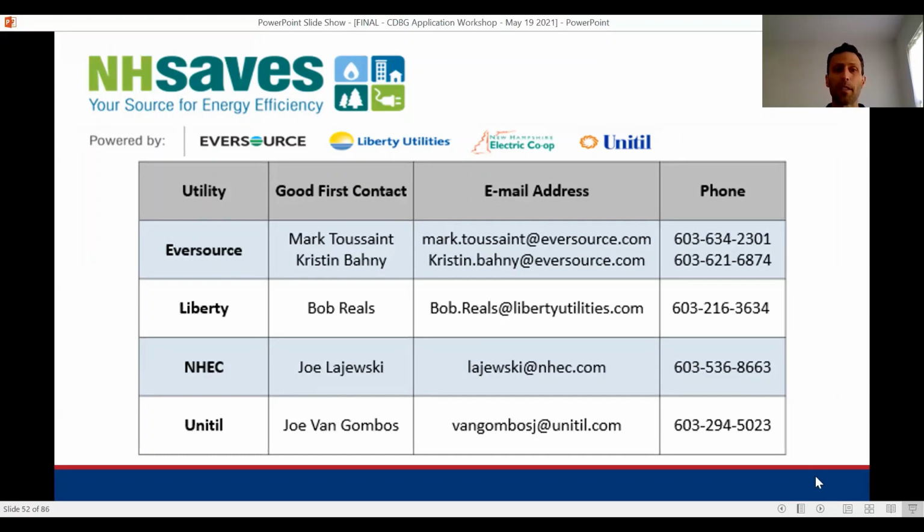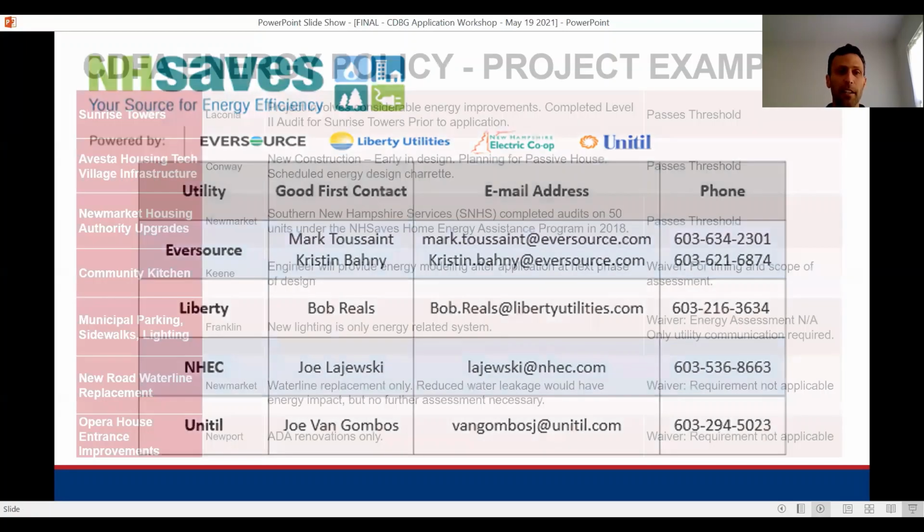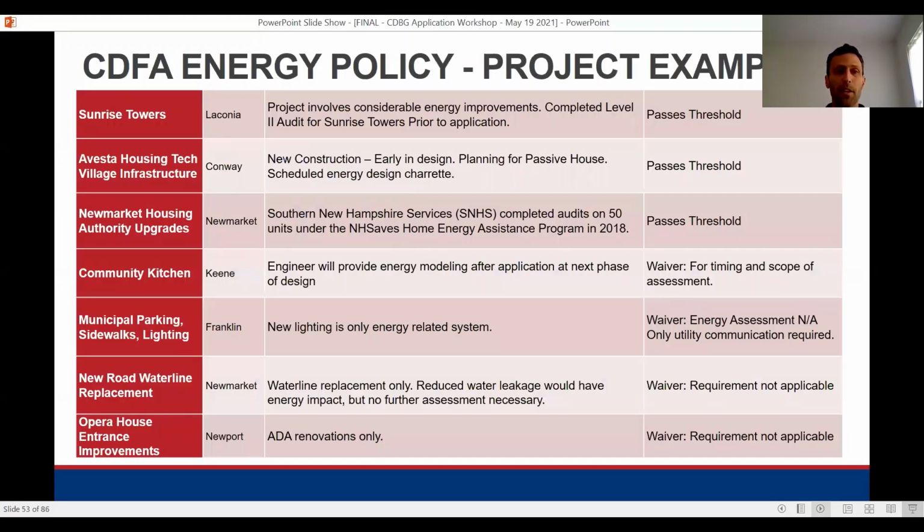We will provide you with a list of the utility contacts here, as well as a list of energy consultants that might be able to help out. And in all cases, please let them know you're applying for CDFA funds so we can all be on the same page. Next slide. This one's a little bit busy, but I did want to run through a few examples of how we use the policy to review the projects and to consider waivers.